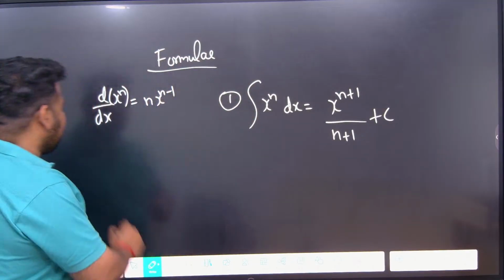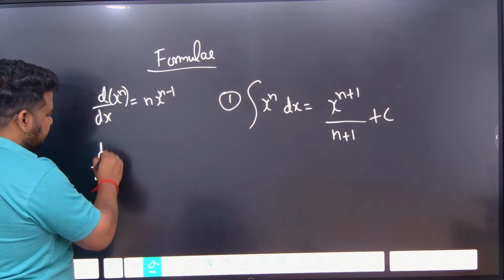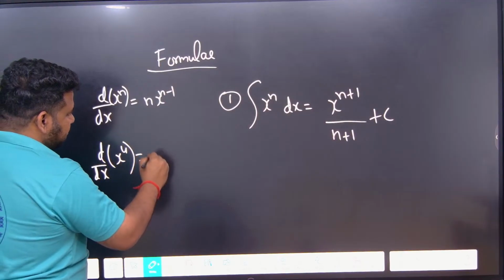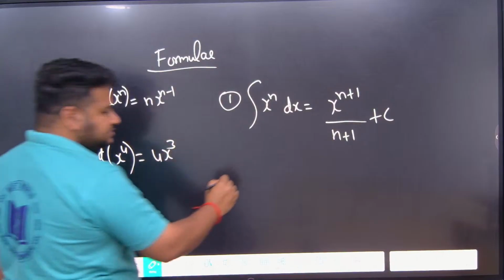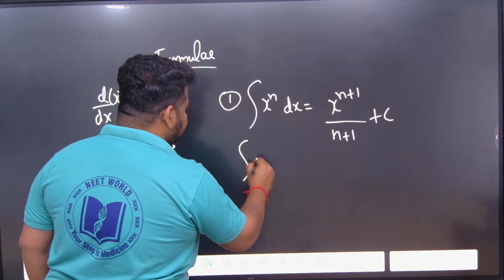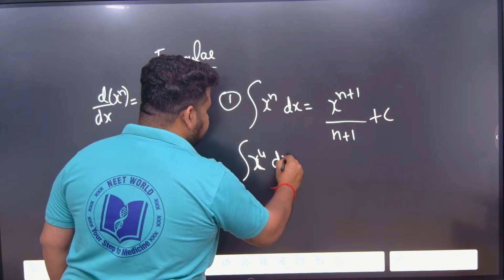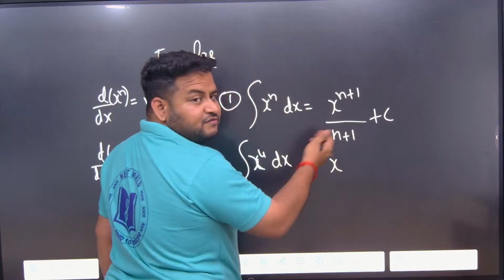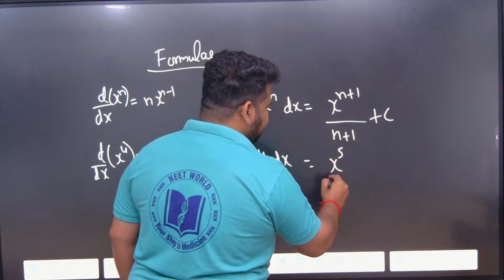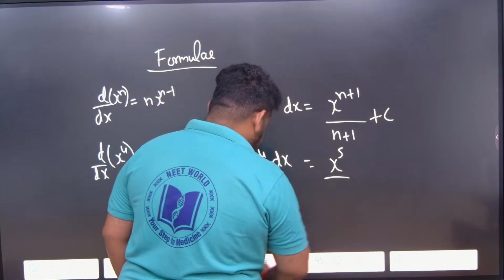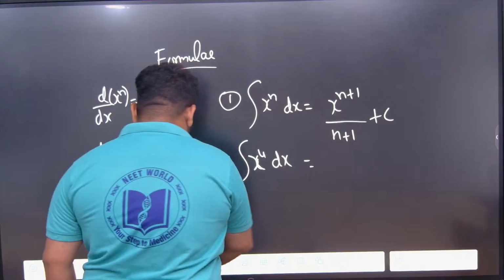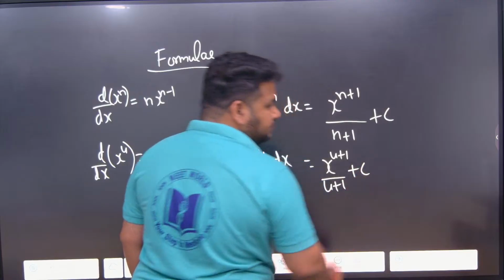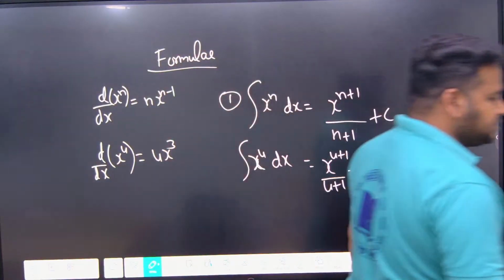Clear friends? Observe here, d by dx of x to the power of 4: 4 will come down, x to the power of 3 it will become. Similarly, integral of x to the power of 4 dx: x to the power of 4 will become x to the power of 5, divided by 4 plus 1. In proper notation, this will become x to the power of 4 plus 1 by 4 plus 1, plus c.